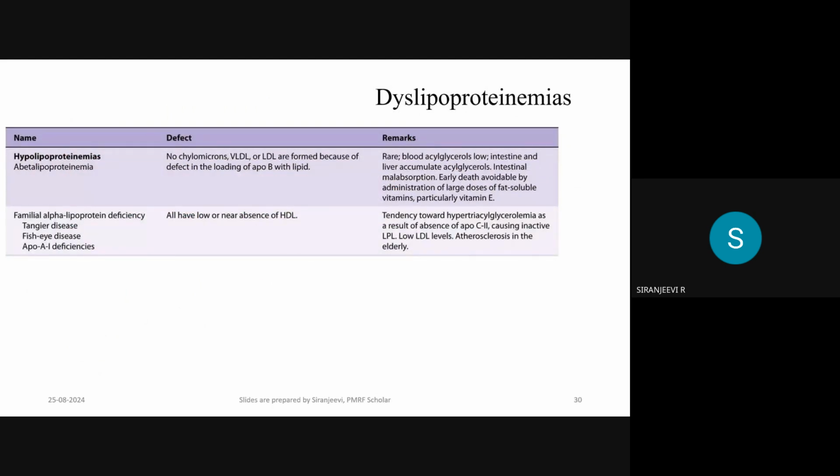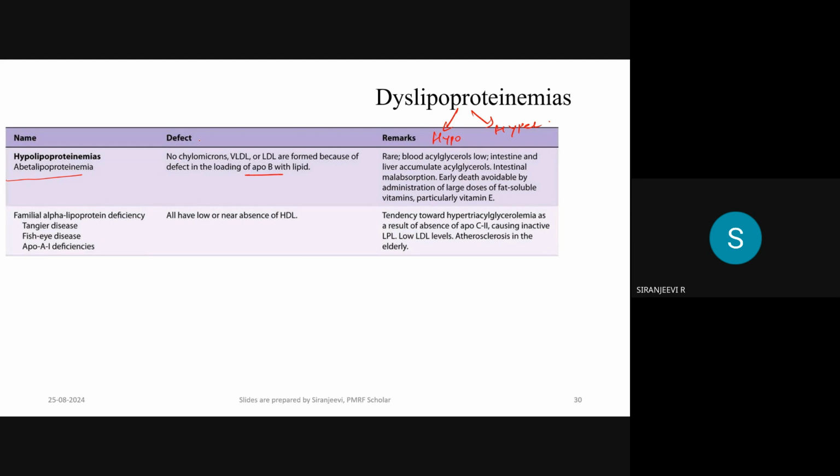And then we will see what the different disorders related to this lipoprotein metabolism are. Lipoproteinemia is a comparison of both hypo and hyperlipoproteinemias. And we'll first see the hypolipoproteinemias. The first case is abetalipoproteinemia. Abetalipoproteinemia is a defect in the loading of ApoB in the content.